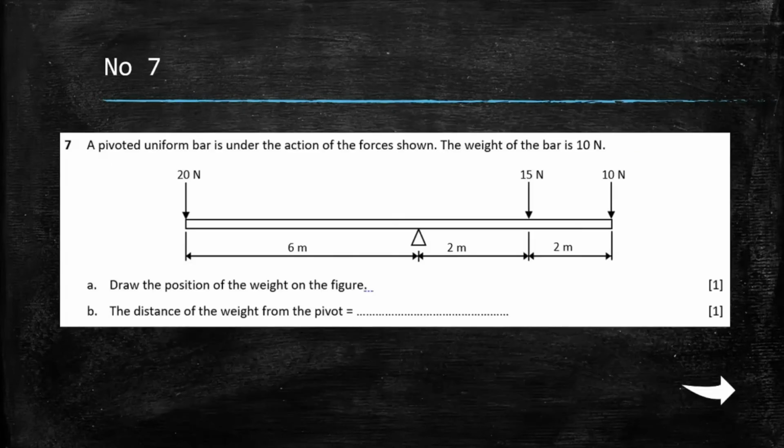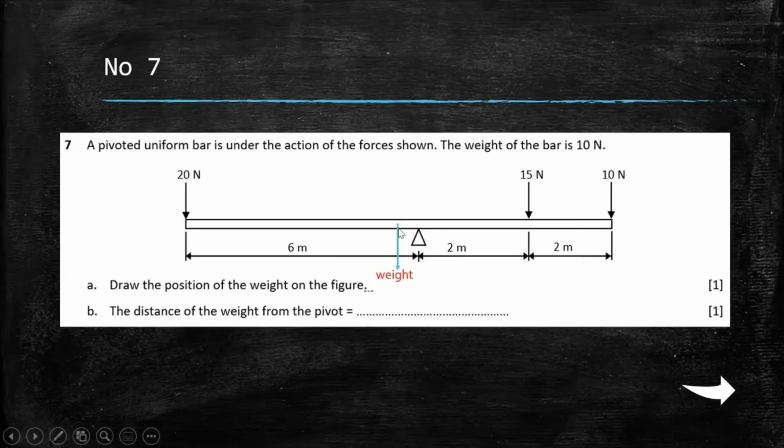Question number 7. A pivoted uniform bar is under the action of the forces shown. The weight of the bar is 10 Newton. Draw the position of the weight on the figure. The position of the weight is at the center of mass of the uniform bar. For a uniform bar, its center of mass is right on the middle. So, this is the position of the weight.